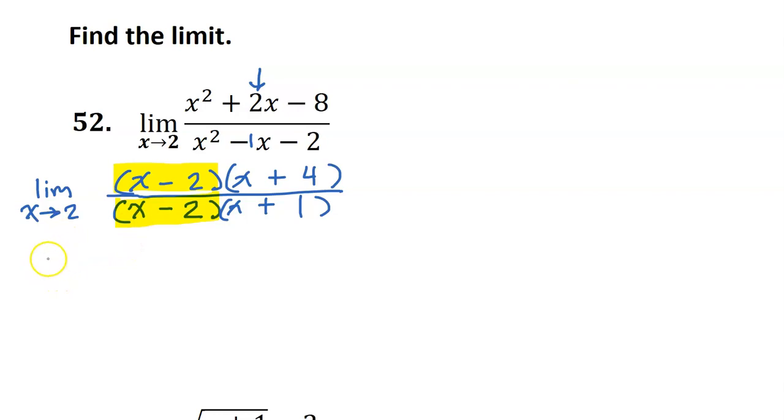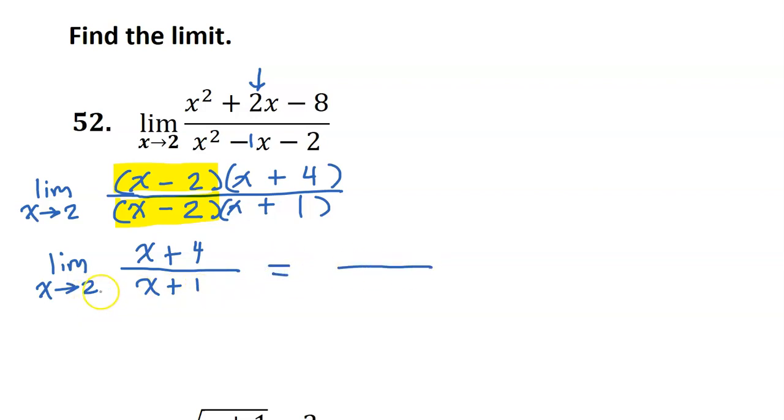So this will equal the limit as x approaches 2 of x plus 4 over x plus 1. Our goal is always to try to get to a point where we can do direct substitution. So direct substitution will work right now. I'm going to go ahead and substitute 2 for all of the x's. So this will be 2 plus 4 and 2 plus 1. So the limit is going to be 6 over 3, which is 2.